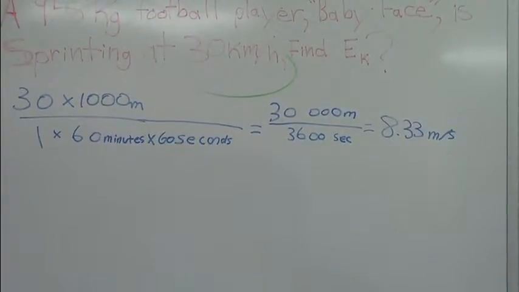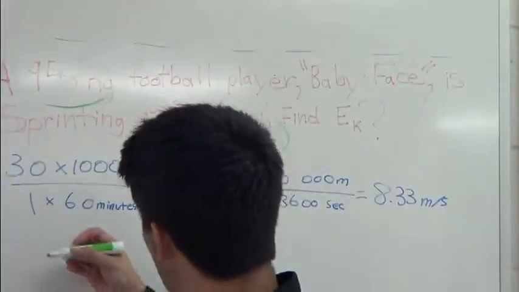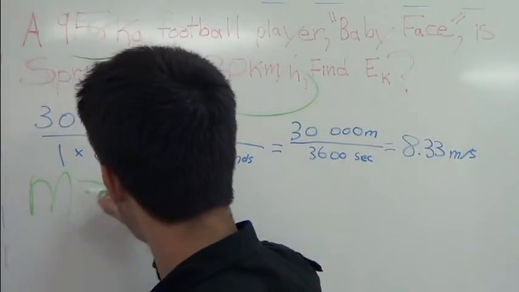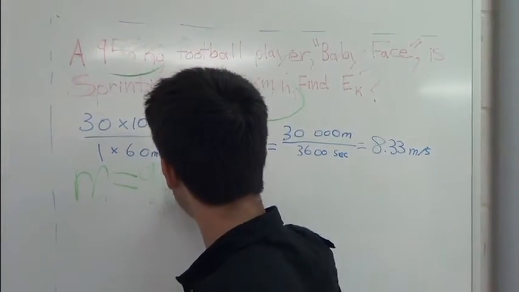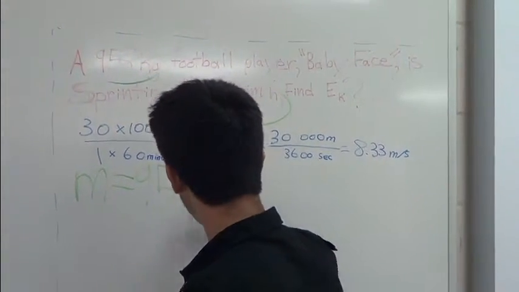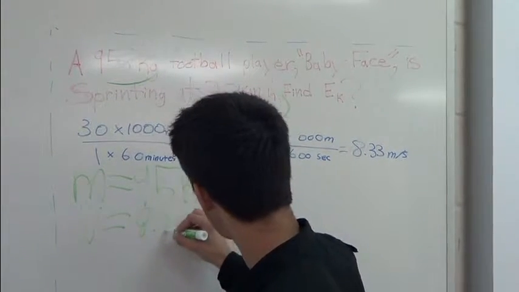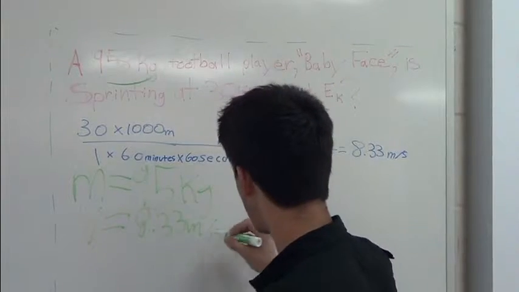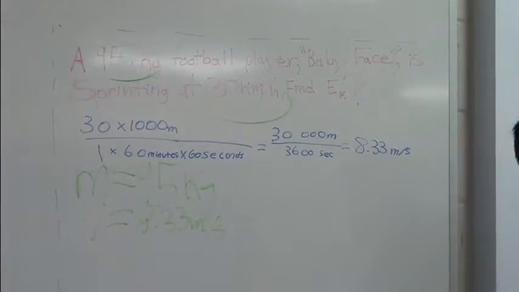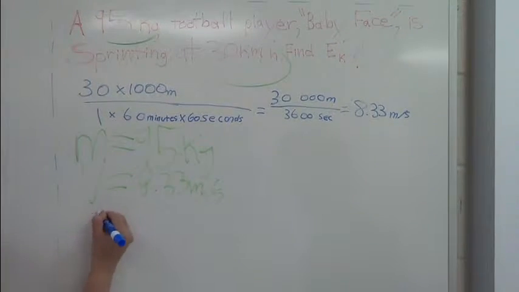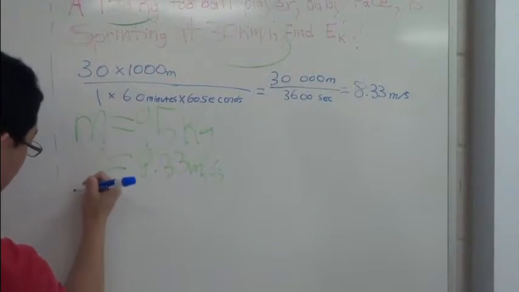Okay, sweet. So, we know his mass, 95 kilograms. And now we know the velocity, which is 8.33 meters a second. Now we just plug into the equation. It's a simple plug and play from here.